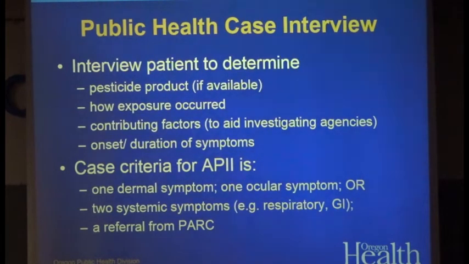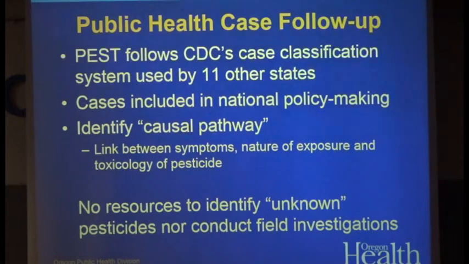We consider the illness or injury to be acute if there's a skin-related symptom, an eye-related symptom, 2 simultaneous symptoms related to an entire body system like the respiratory or gastrointestinal systems, or if the case was referred to us from PARC. So our method of follow-up allows us to identify links between the symptoms, the nature of the exposures, and the nature of the pesticides. We're also able to contribute both to state and national efforts to understand trends in the causes of pesticide-related illness and inform policy-making efforts.